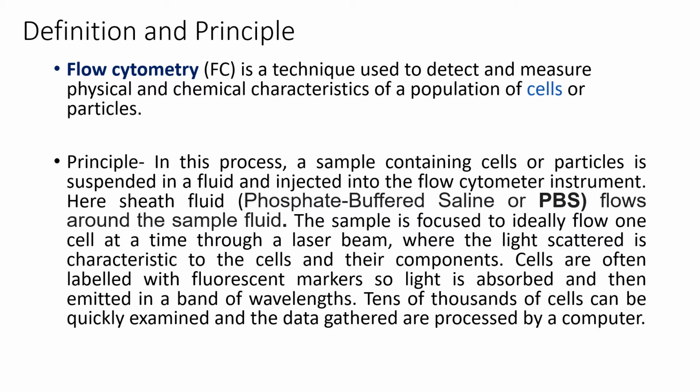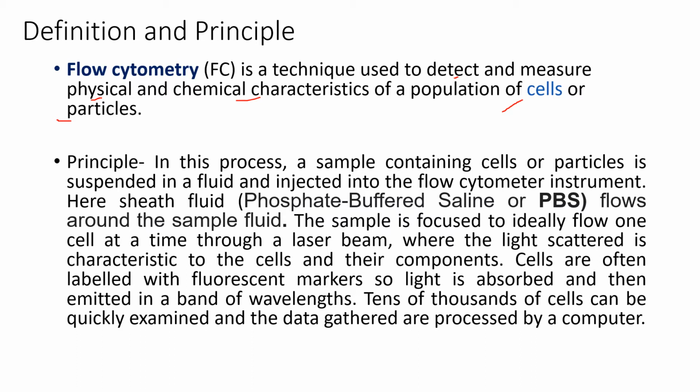Now the definition and principle of flow cytometry. Flow cytometry is a technique used to detect and measure the physical and chemical characteristics of a population of cells and particles. Physical characteristics of cells like number of cells, shape of the cells, size of the cells, and the granules present inside the cells like nucleus and other things. Chemical characteristics like antigens present on the cell surface.